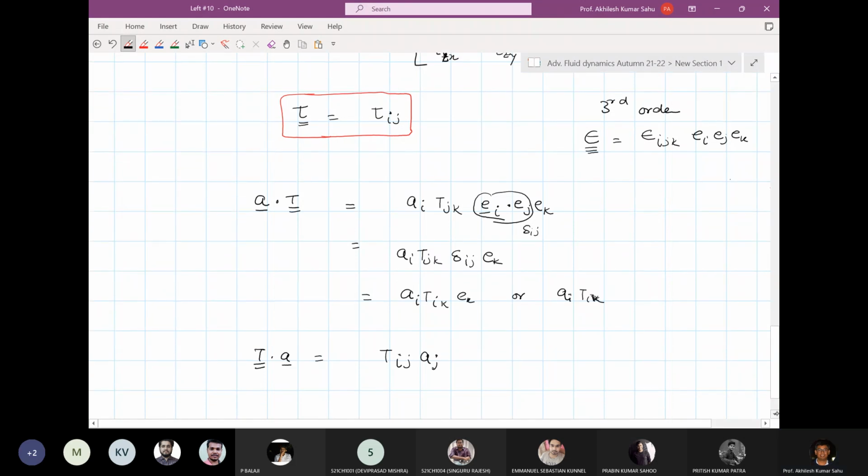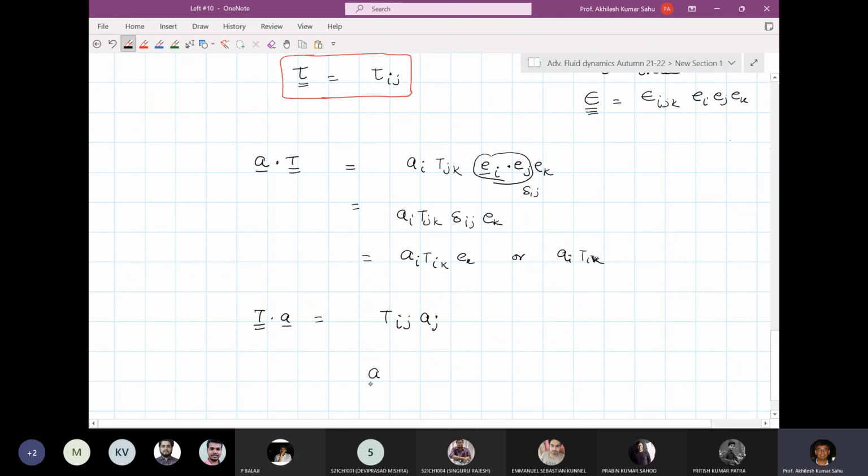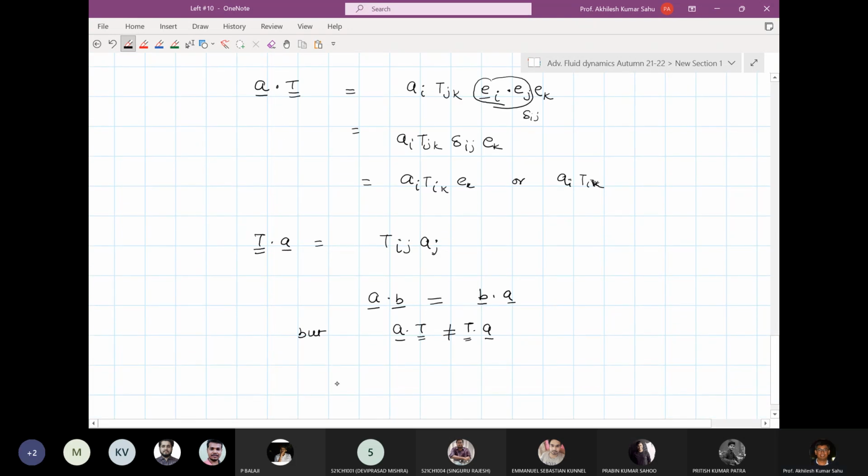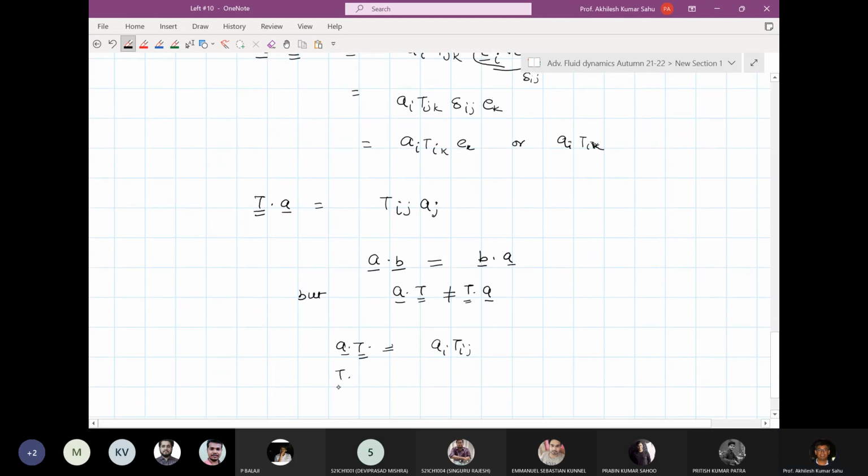So we have seen, or we know, that a dot b is the same as b dot a, but a dot t is not the same as t dot a. So you can check this, right? So a dot t is what? We have seen that it's ai tij, and t dot a is what?